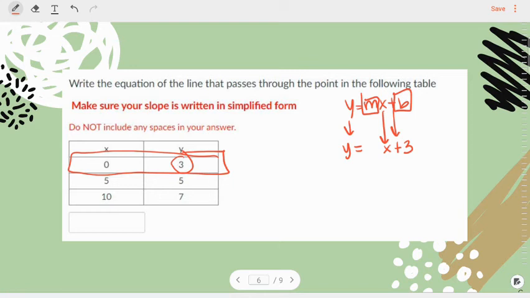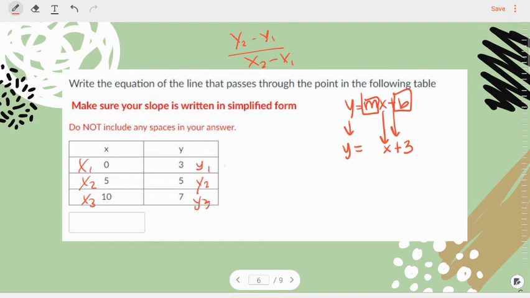To find my slope, it's not just a number in my table. I find it from the slope formula, y2 minus y1 over x2 minus x1. To find my slope, I'm going to go in my table and say to myself, this is an x column, this is a y column. So this is x1, this is x2, this is x3, this is y1, this is y2, this is y3. Now my formula doesn't say anything about y3 or x3, so I can ignore that row.